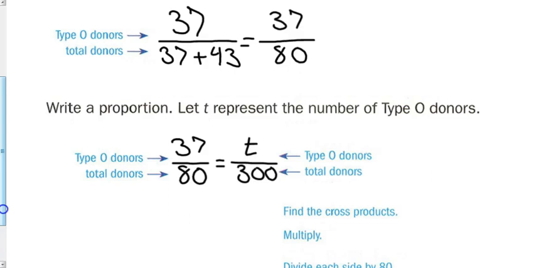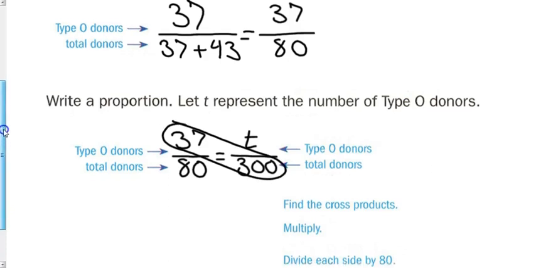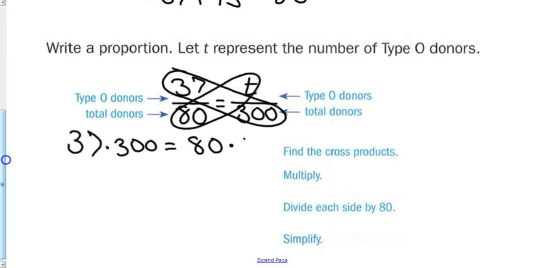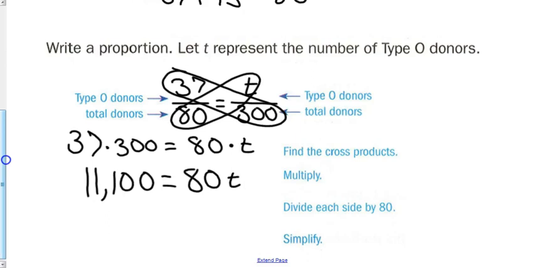All right, so let's do some cross products. We've got 37 and 300. Slide this down. So that's 37 times 300, and we know that is equal to our other cross product, which in this case is 80 times t. So we work this out. 37 times 300 in my head gives me 11,100. Aren't I impressive? And then 80 times t gives us simply 80t.